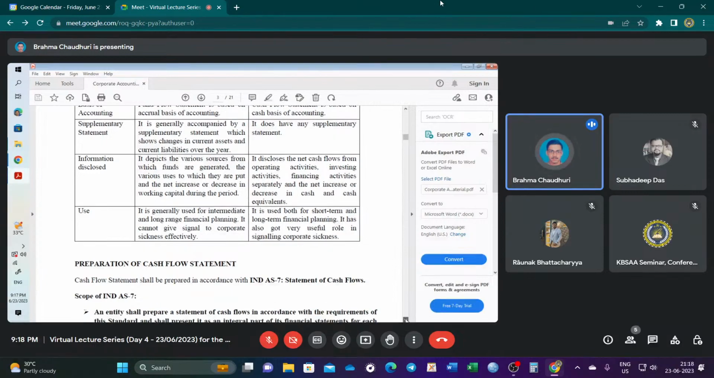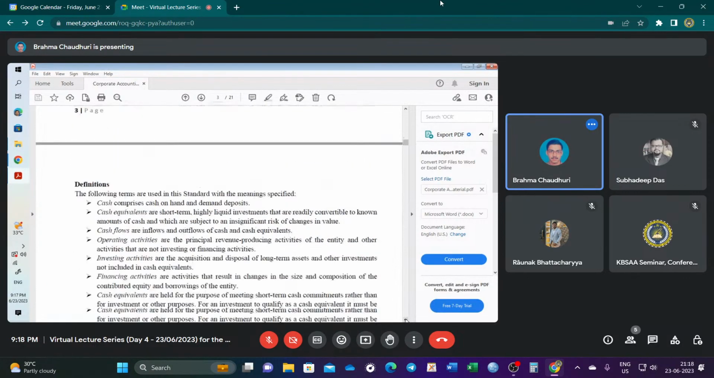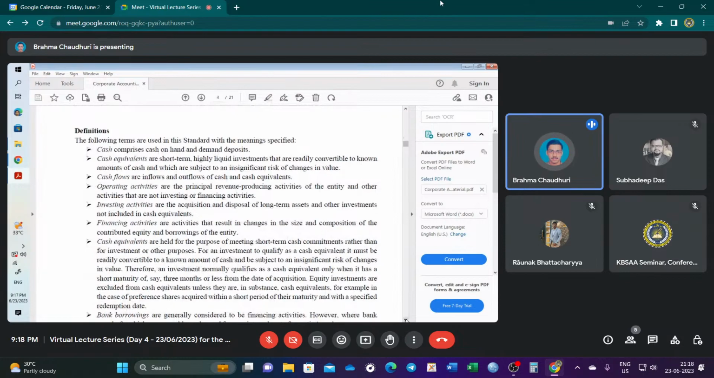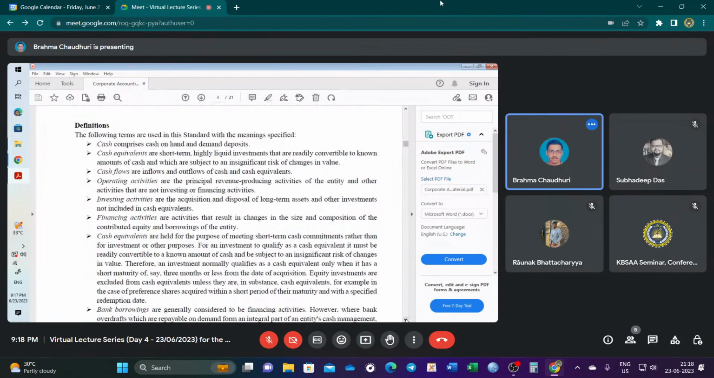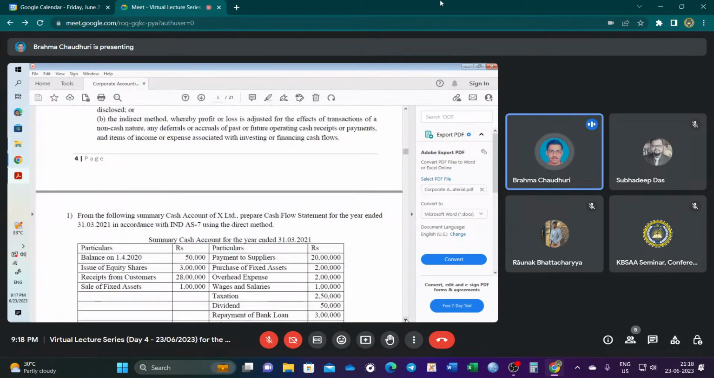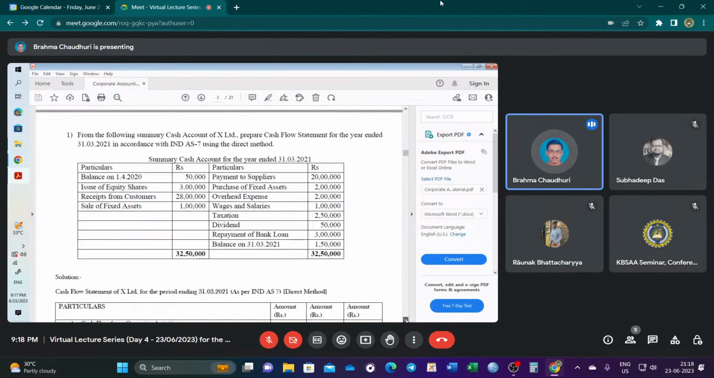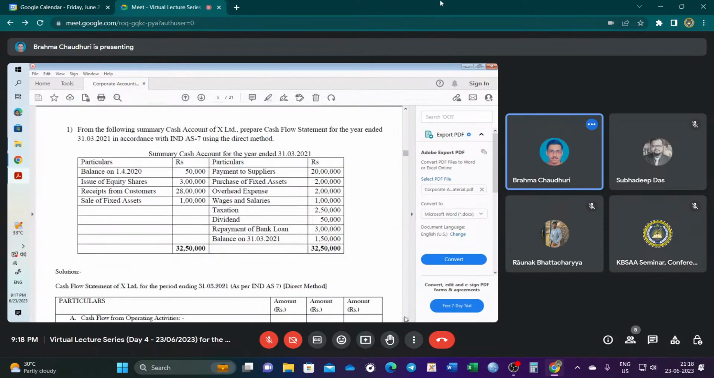Now, we will focus on the practical aspect of the cash flow statement. We will solve certain practical sums. So, let us focus on this first sum.